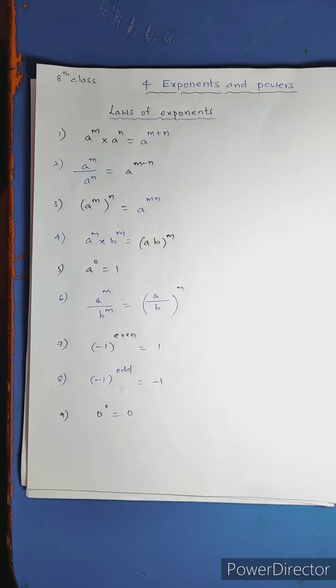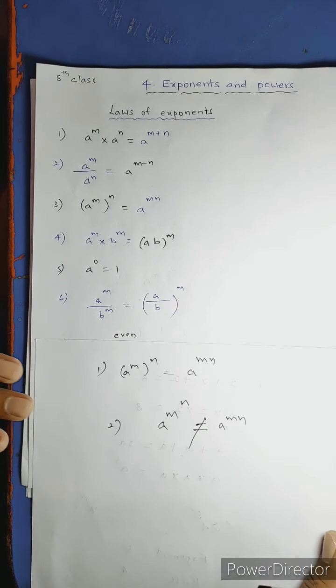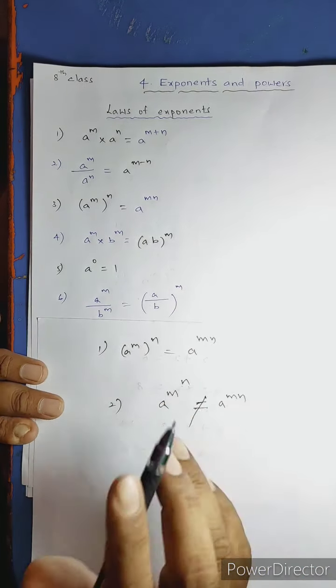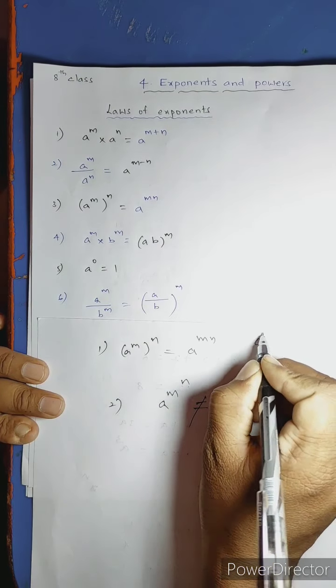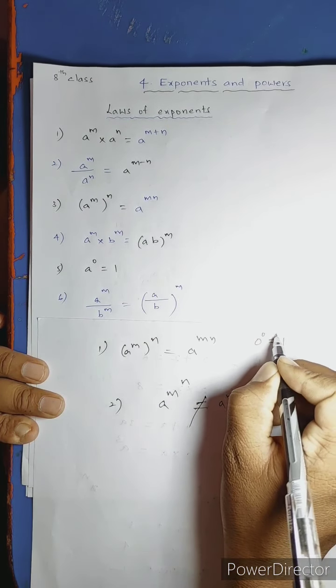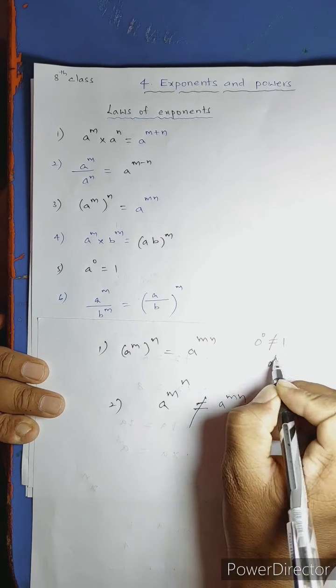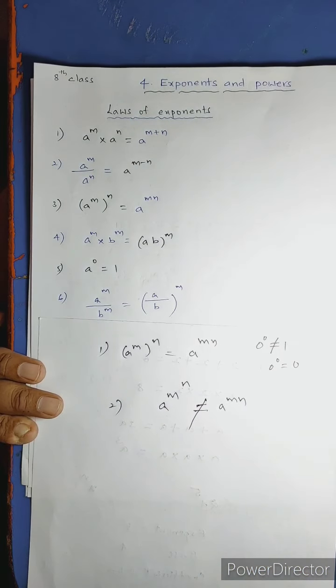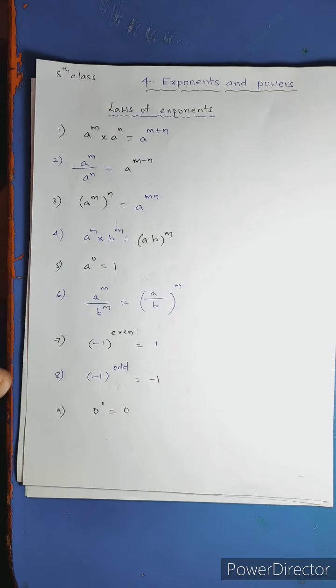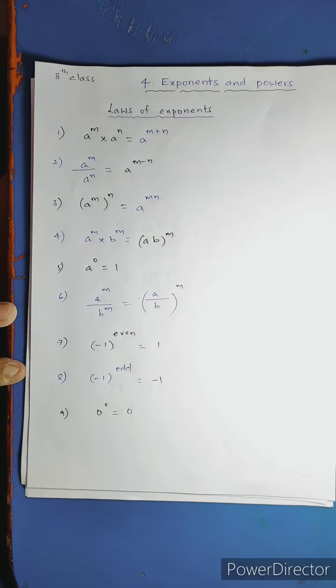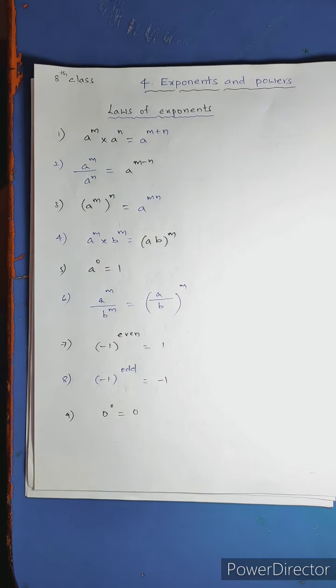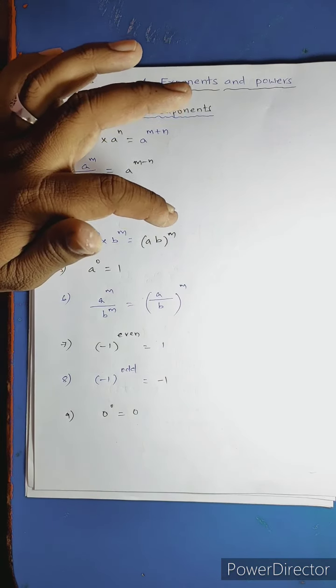a power of 0 is equal to 1. For any alphabetical letter or any number, power of 0 gives 1, but 0 power of 0 is not equal to 1. a power of m by b power of m: both numerator and denominator have exponent m, so we can write a by b whole power of m.